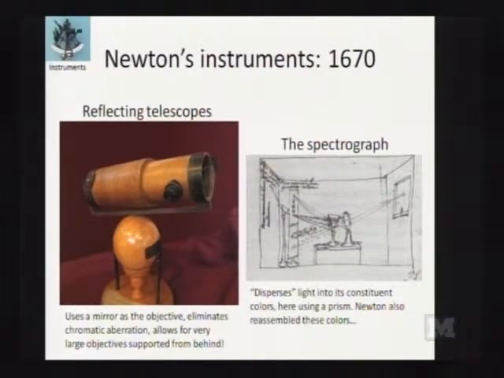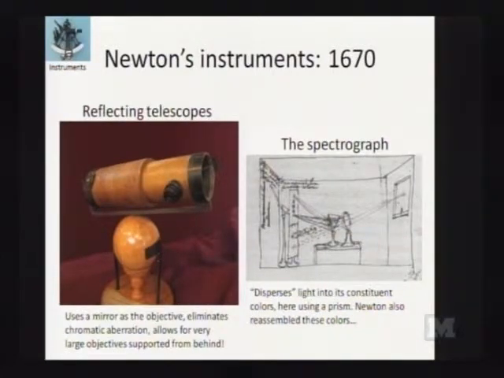Not content with theory, however, Newton made a number of instrumental contributions to astrophysics. He invented the reflecting telescope, a telescope that uses a mirror as an objective instead of a lens. And he did this because the reflecting telescope eliminated a problem with lenses called chromatic aberration. But today, this advance is important primarily because it allows us to make enormous objectives that we support from behind instead of from the edge, the way we do with lenses. So that was an important contribution.